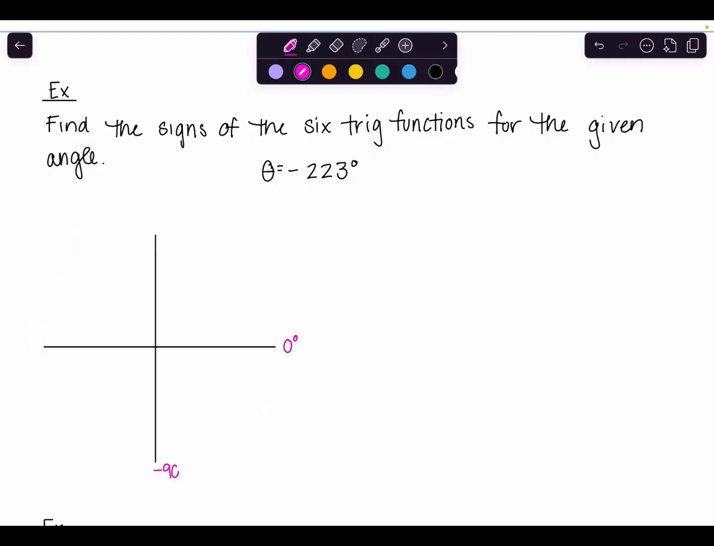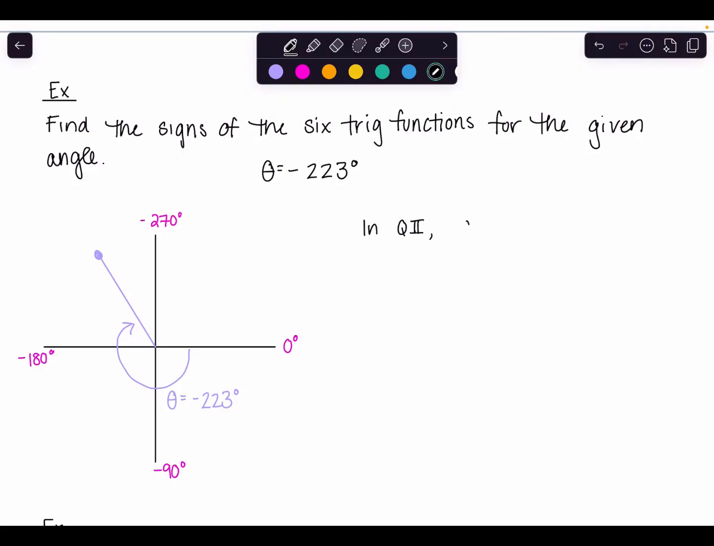So down here would be -90. Here is -180, and here is -270. So if I think about -223, that's somewhere in between -180 and -270. So I don't know exactly, but somewhere around here is where the terminal side of my angle ends. And so here is our angle theta, which is -223 degrees. Okay. So I'm in quadrant 2 for the terminal side of this.